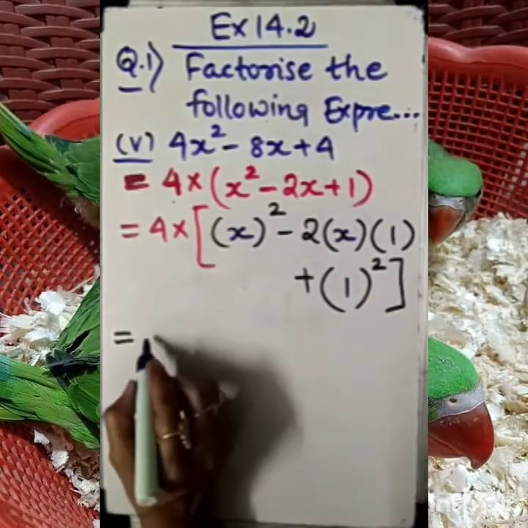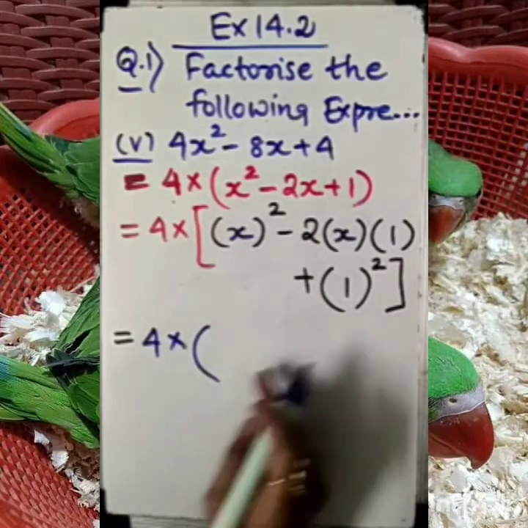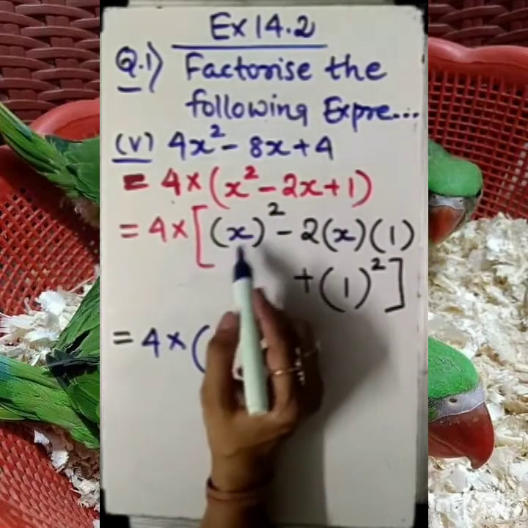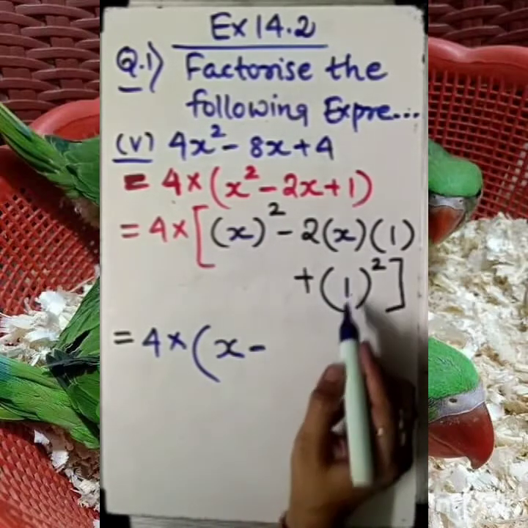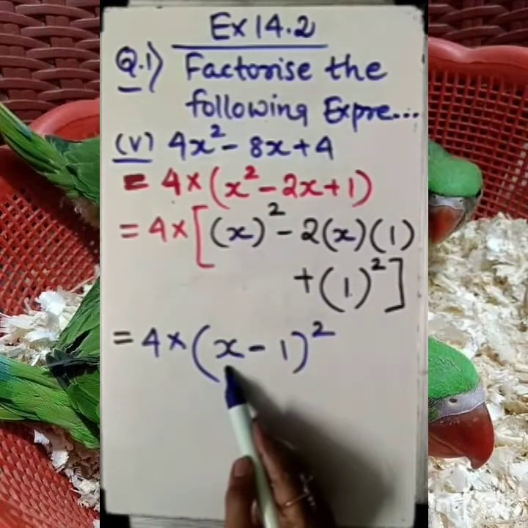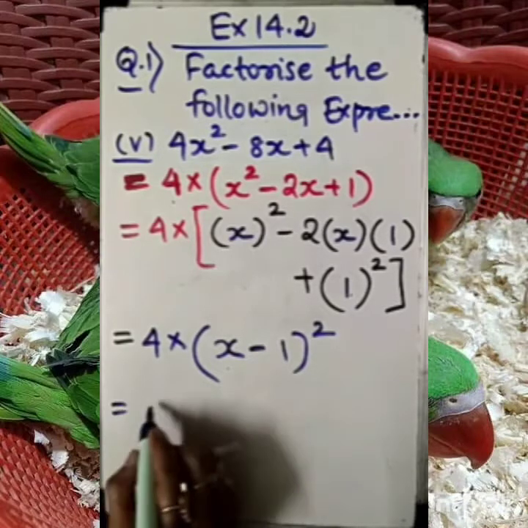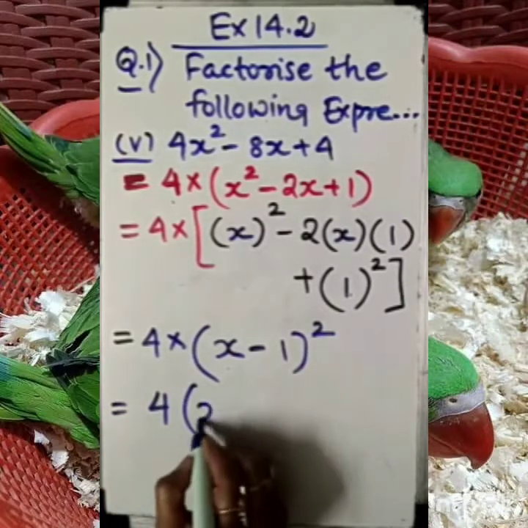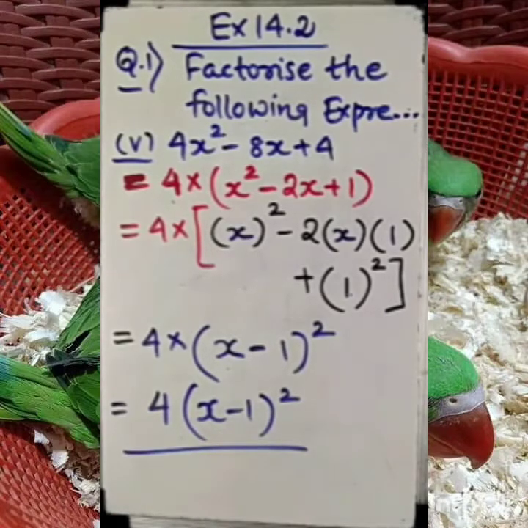So 4 is already outside. Let it be as it is. What about this? We know that this is the first term a minus b whole square, as a equal to x here and b equal to 1. So the final answer is 4 in a bracket, x minus 1 whole square. This is the solution of fifth. Clear?